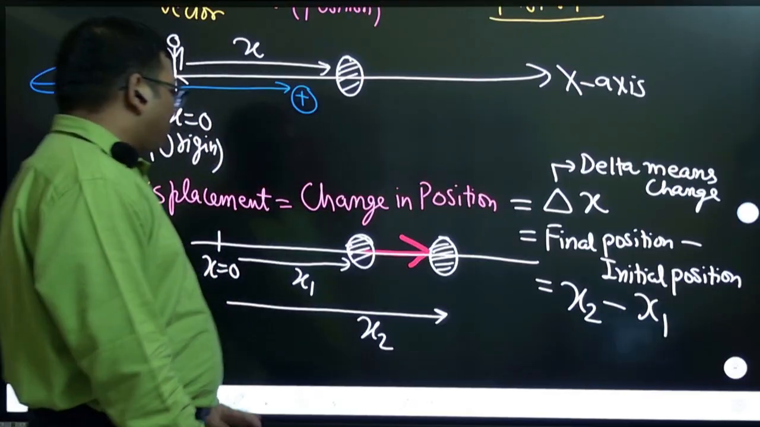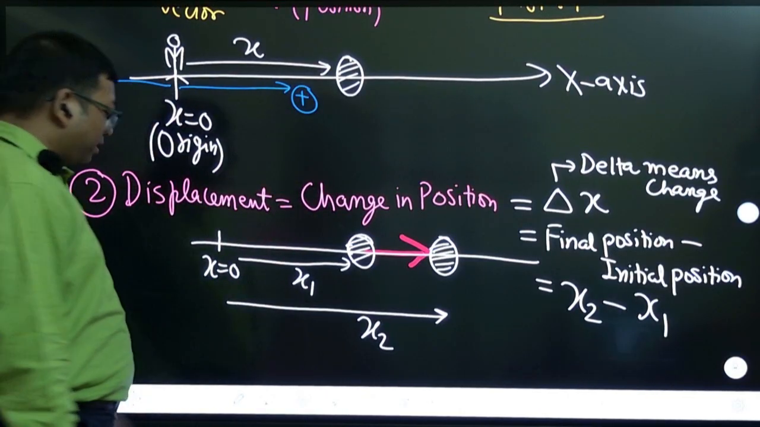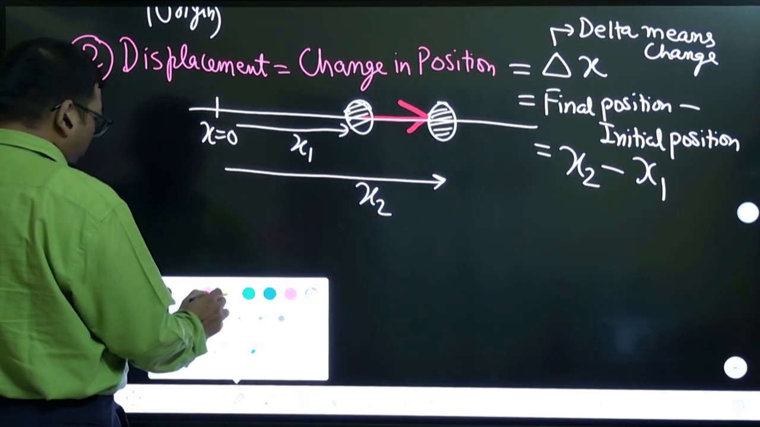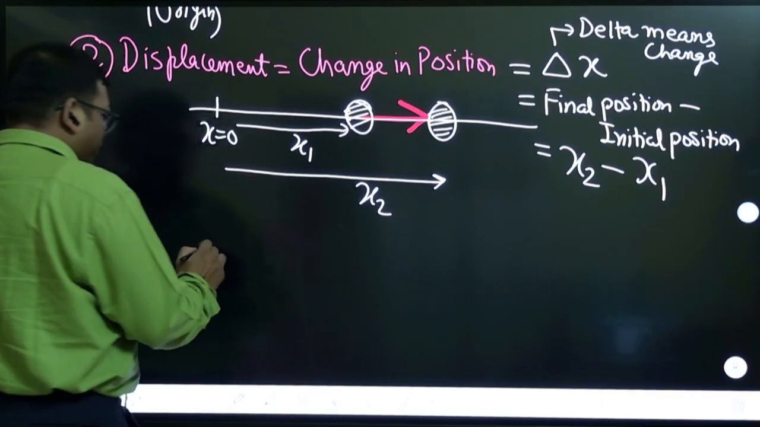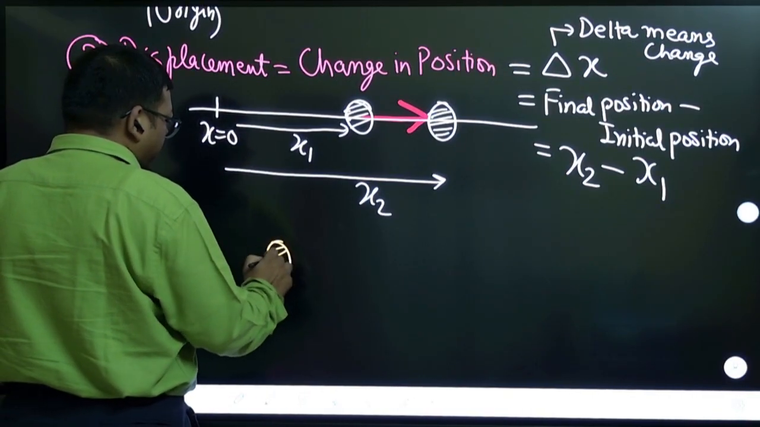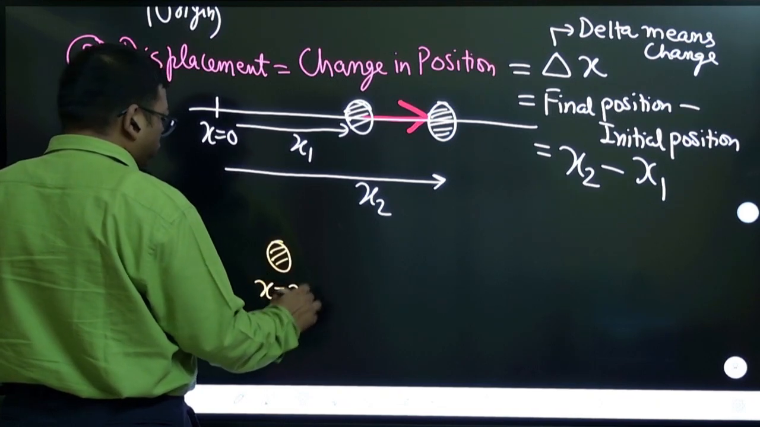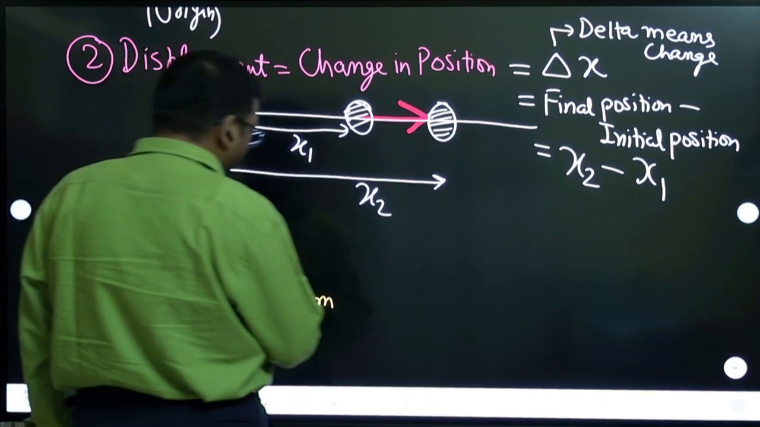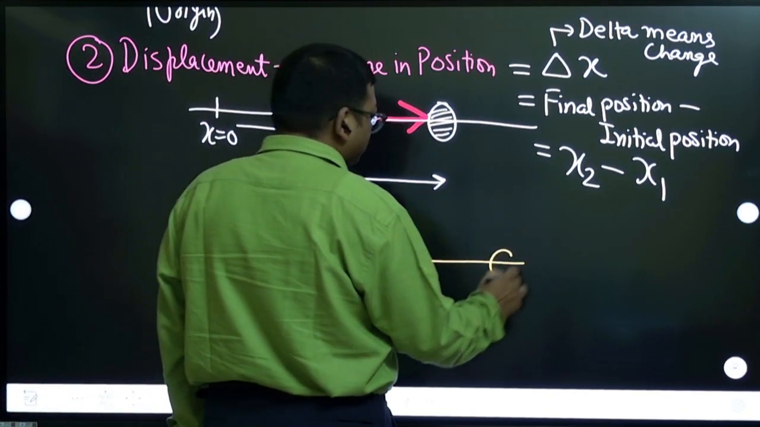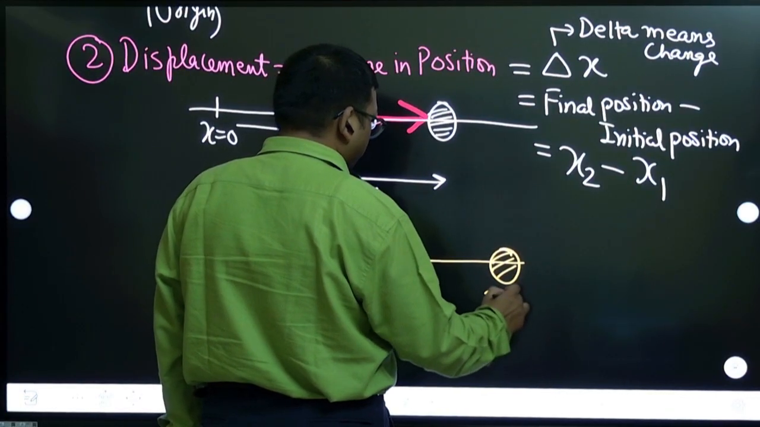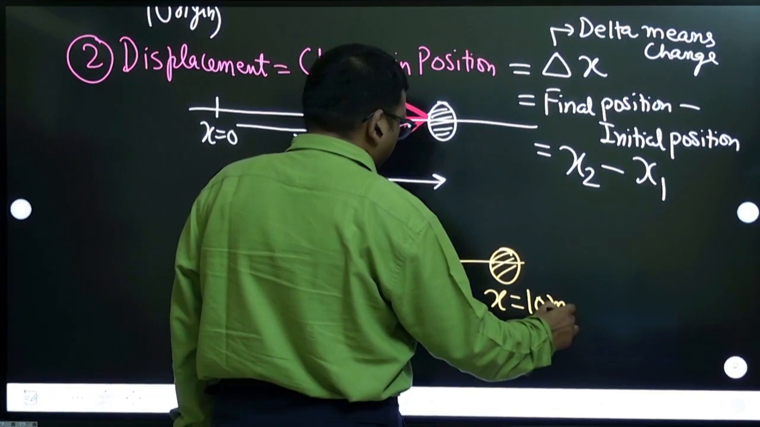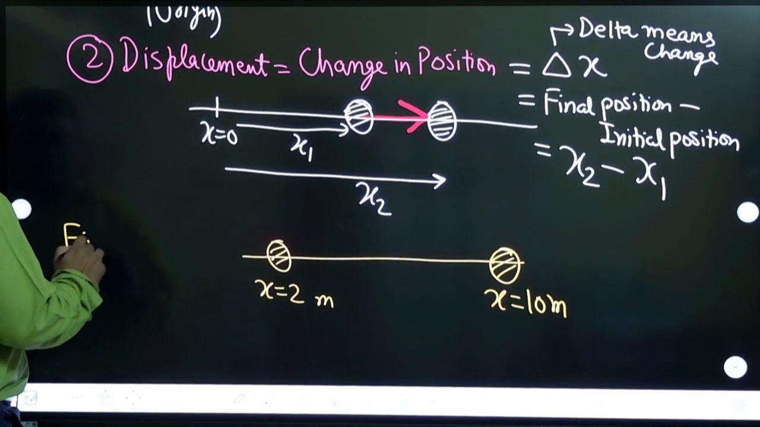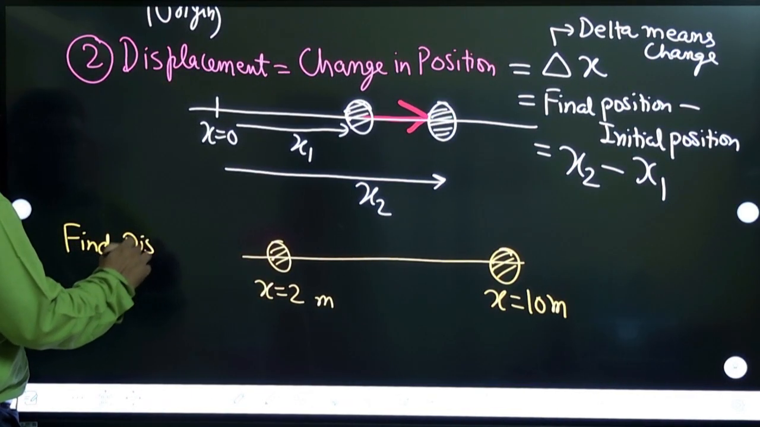Okay. Now, how to calculate displacement? Let us do some calculation here. Let us say there is a body and it is at a position of 2 meters, distance is measured in meter, and now let's say this body has moved and has come here and this position is 10 meter. So what is the displacement? Find the displacement.